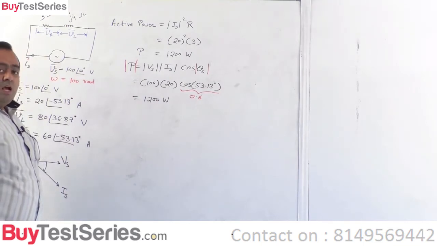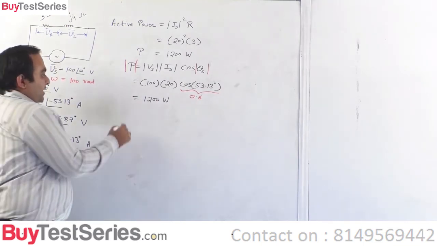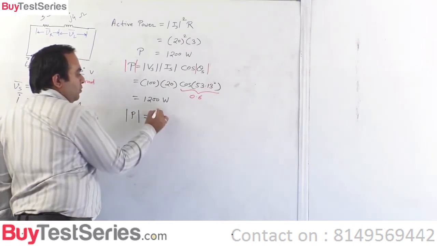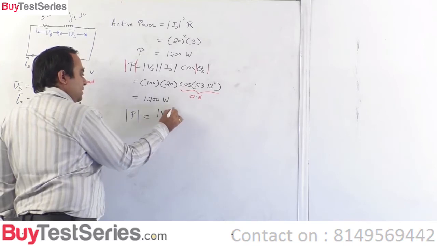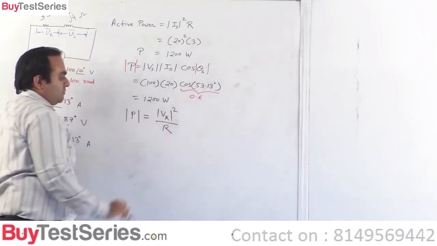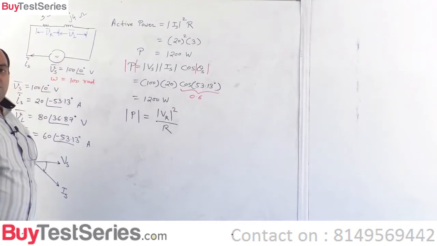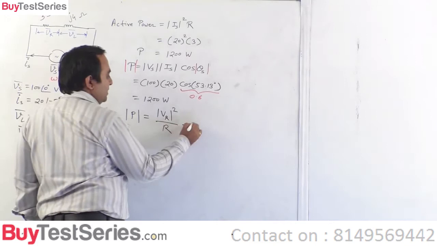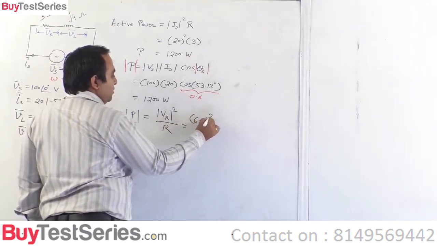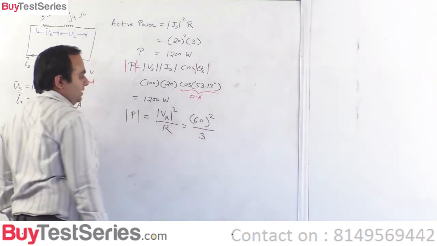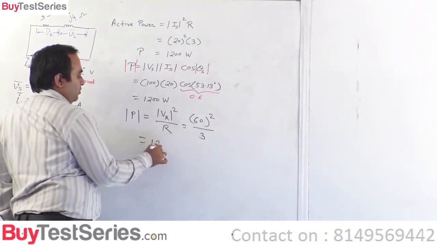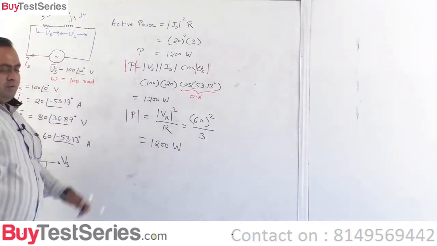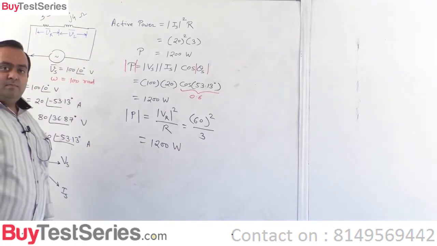Is this okay? Third way of calculating it is P is equal to the voltage appearing across the resistance squared by R. This is the third way of calculating the power absorbed by a resistance. So in our case, VR is 60 squared divided by 3. So it again amounts to 1200 watts. Is this okay? This is how we calculate the active power.